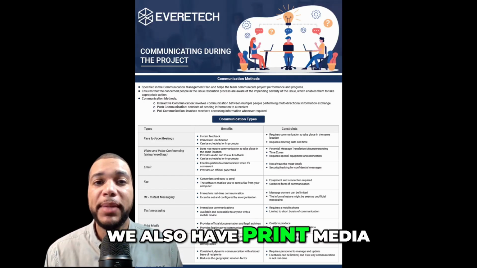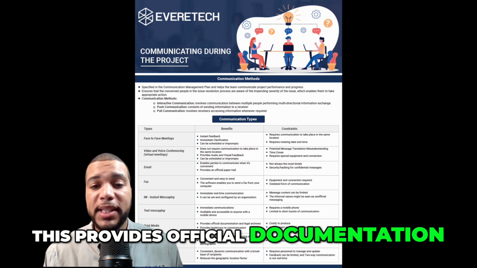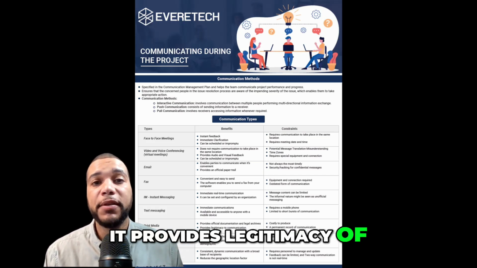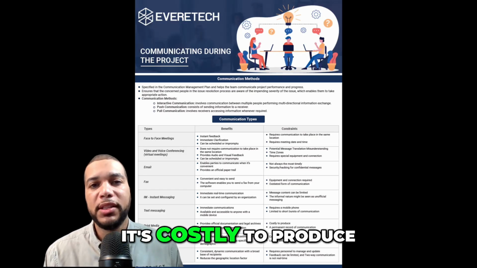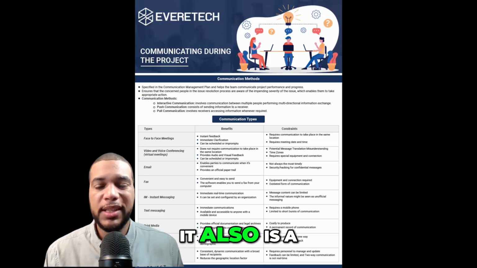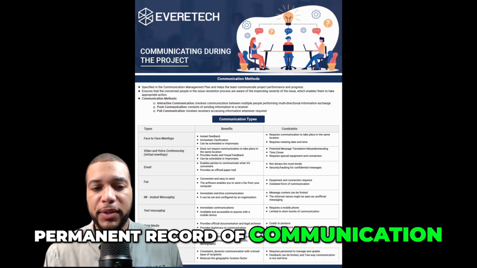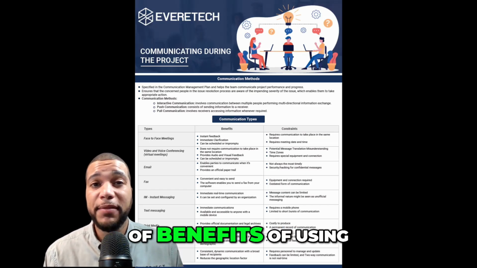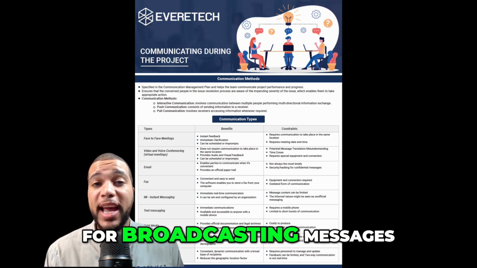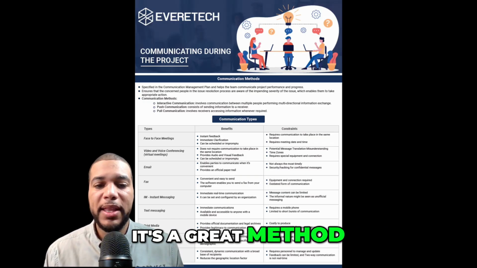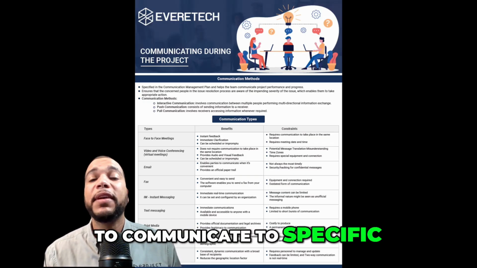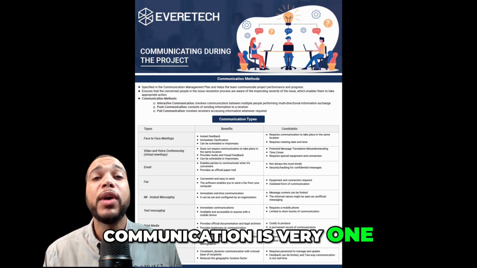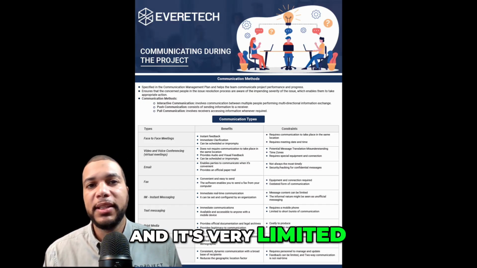We also have print media. This provides official documentation and legal archives. It provides legitimacy of communication. However, it's costly to produce. It also is a permanent record of communication. We have social media. This is low overhead. So there's a lot of benefits of using social media for broadcasting messages. It's a great method to communicate to specific demographics. However, communication is very one way and is very limited in your feedback.